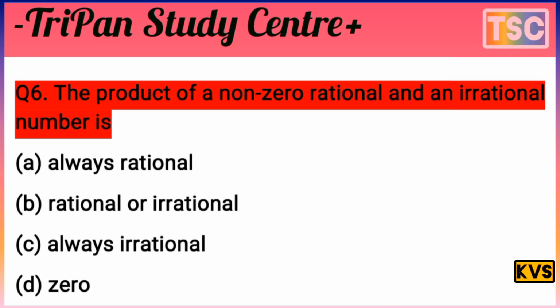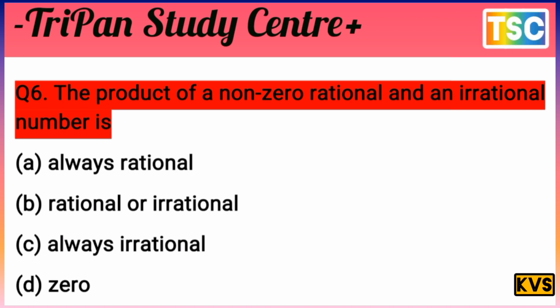The question is clear. The product of a non-zero rational and an irrational number is. If you thought always rational, that is a wrong answer. If you thought rational or irrational, that is also wrong. The answer C is correct here: always irrational. The product of a non-zero rational and an irrational number is always irrational.